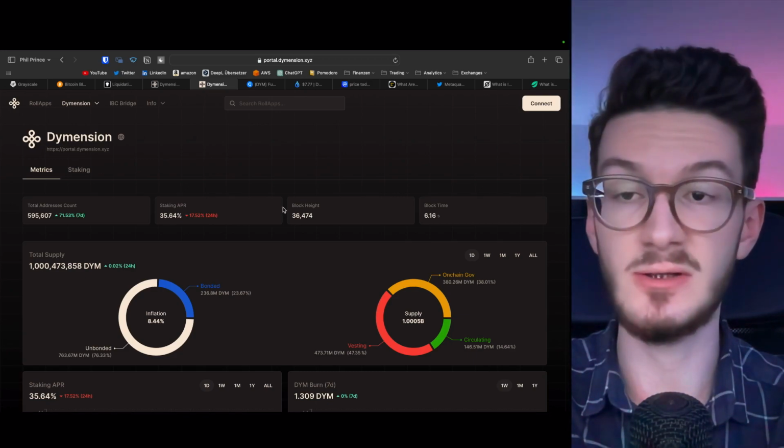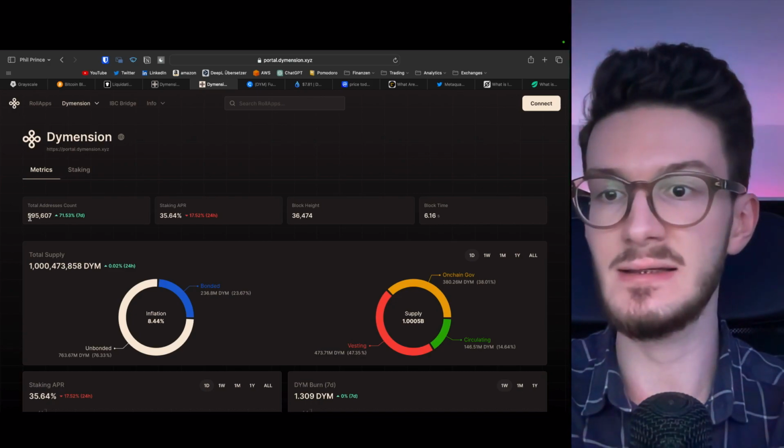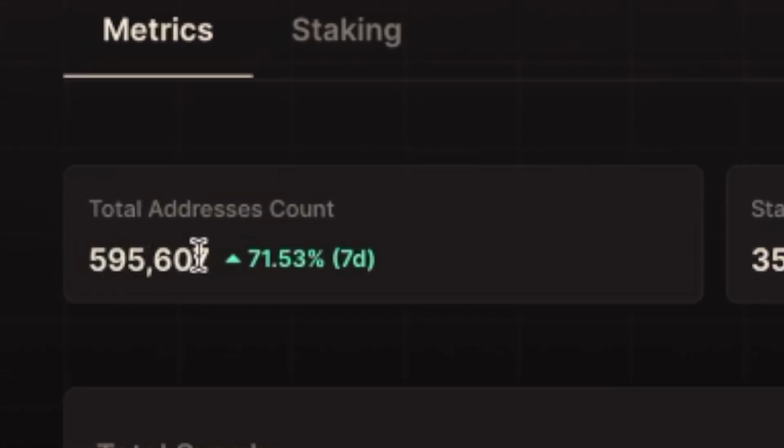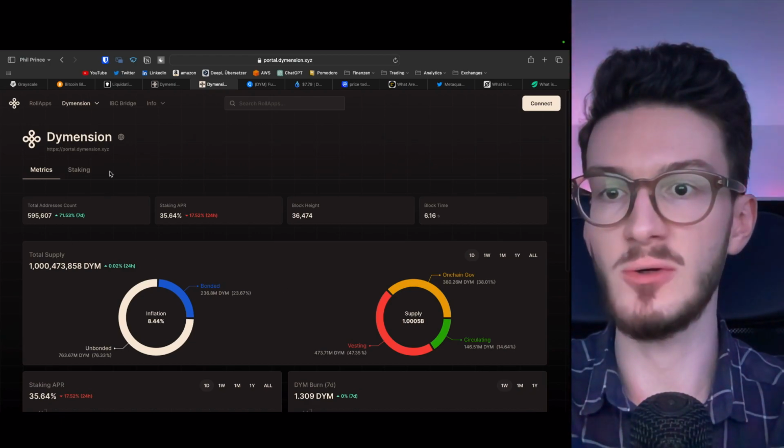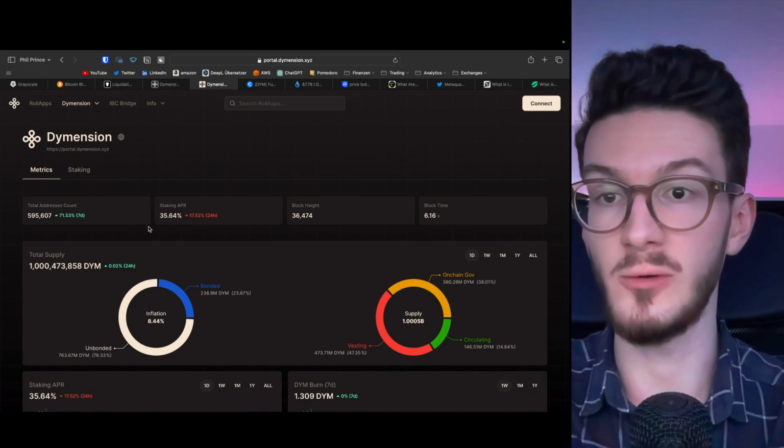Apart from this, there's not too much data accessible as the project is so new. What we can see is that we have nearly 600,000 total addresses on Dymension, which is a lot. The DYM token can be staked and also holds governance rights.